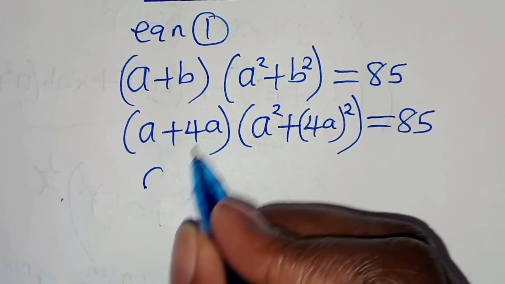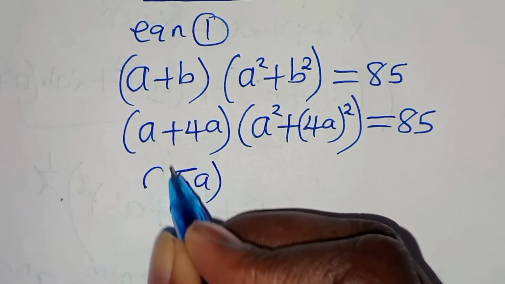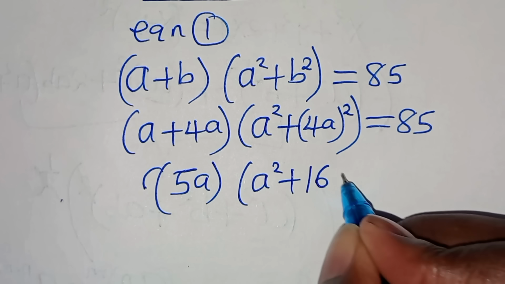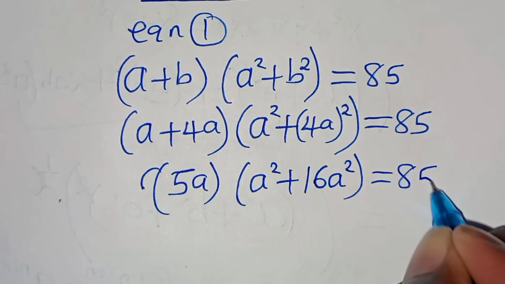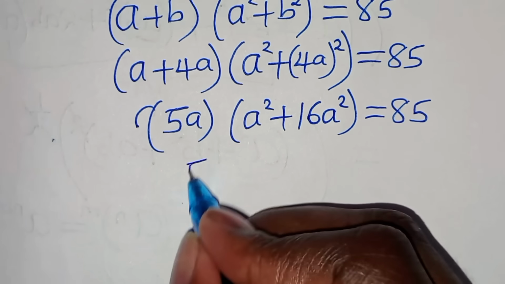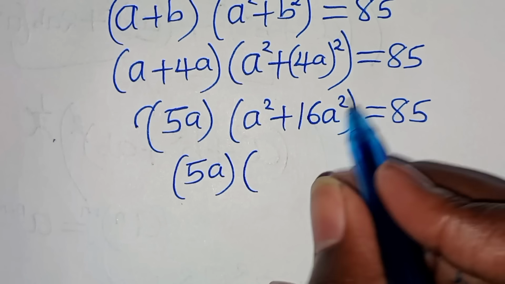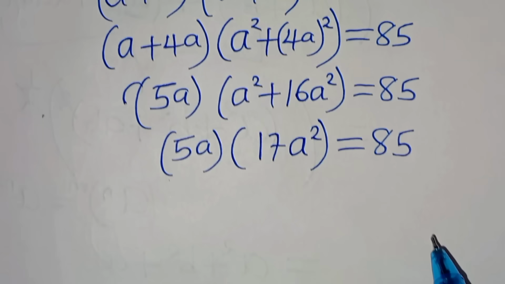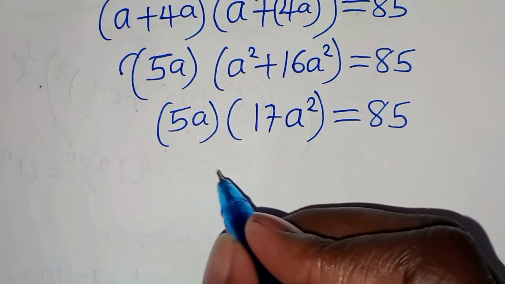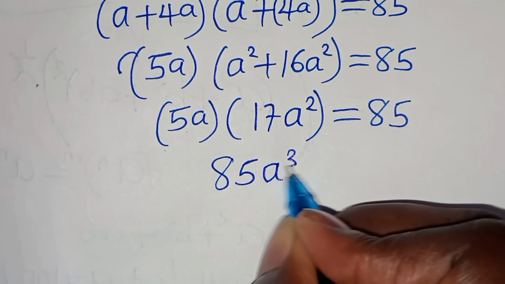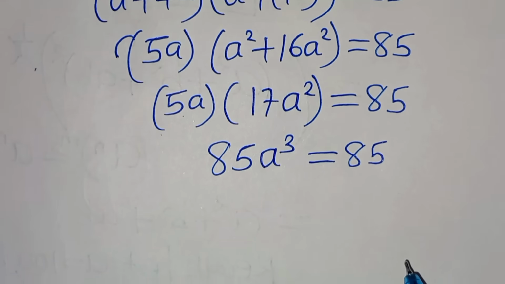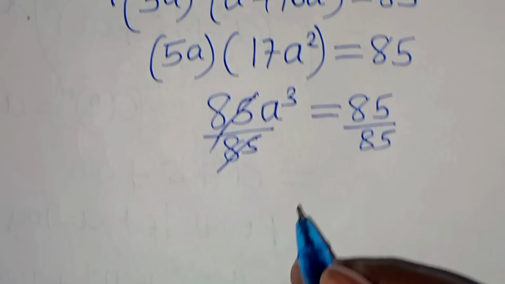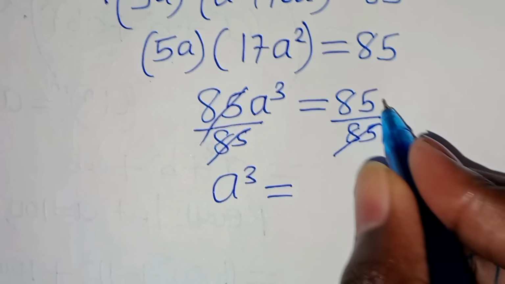So this is a plus 4a. This is 5a multiplied by, this is a squared plus 4a to the power of 2. This is 16a squared. This is equal to 85. So this means we have 5a multiplied by a squared plus 16a squared. This is 17a squared. This is equal to 85. Now we have 5a times 17a squared. This is 85a to the power of 3. This is equal to 85. So let's divide both sides by 85. And what we have here is that a to the power of 3 is equal to 1.